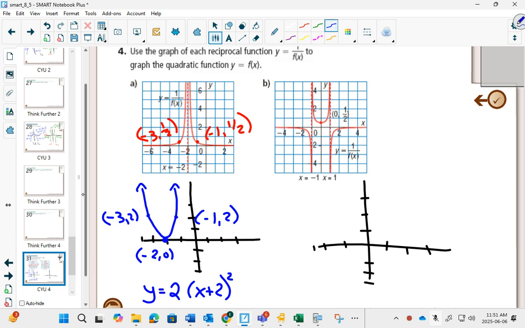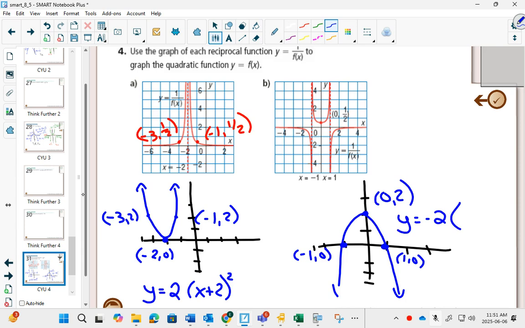First of all, this one has 2 vertical asymptotes, -1 and 1, so that means we're going to have an x-intercept at 1, 0 and an x-intercept at -1, 0. And 0, 1/2, when I do the reciprocal of that one, I would know I have 0, 2. So there's my parabola opening down, and again, over 1 down 2 would be a -2 out in front, x plus 0 squared plus 2.